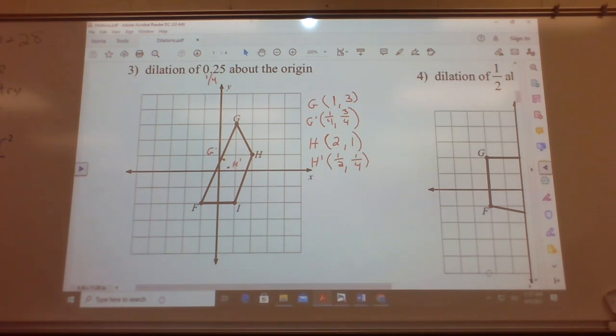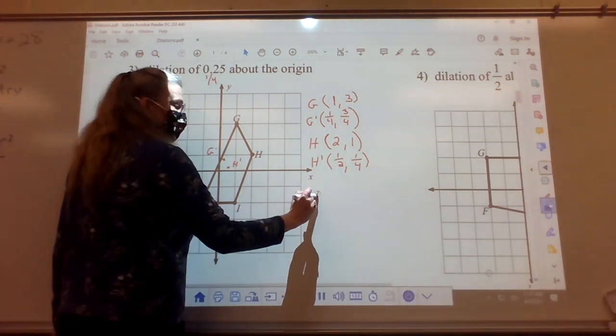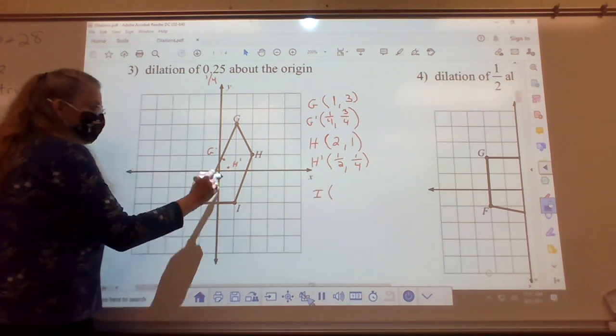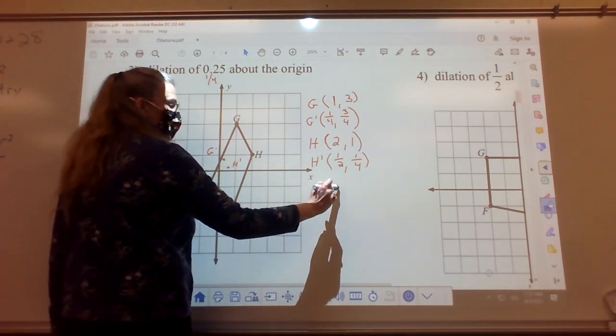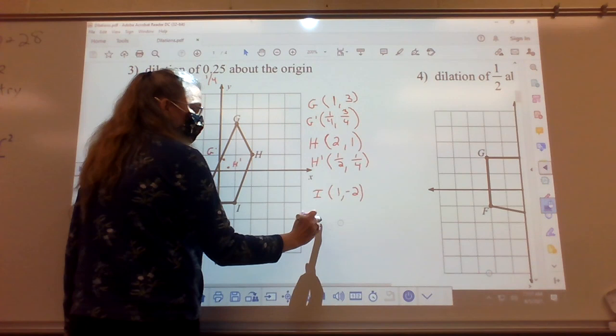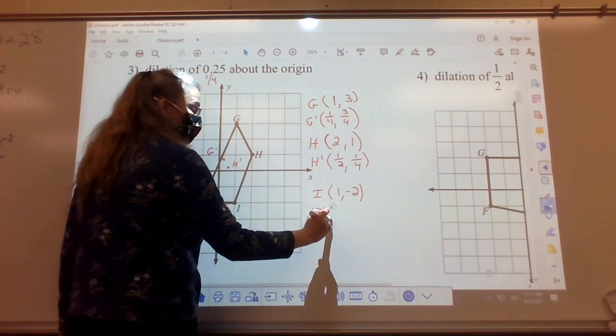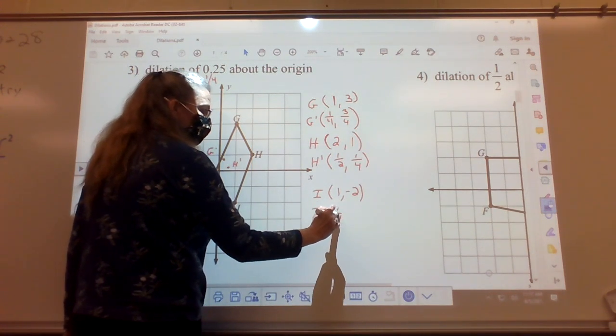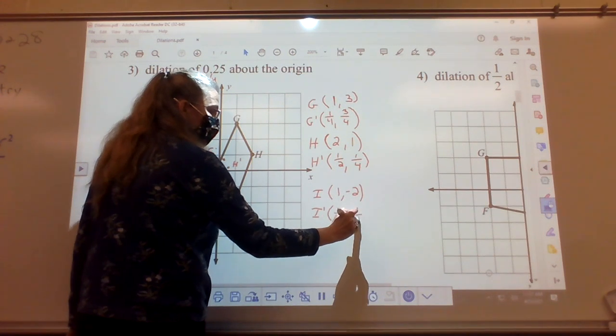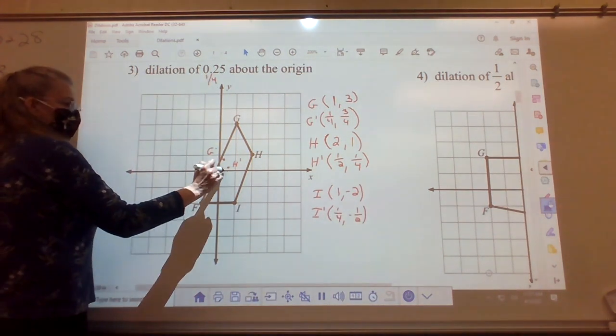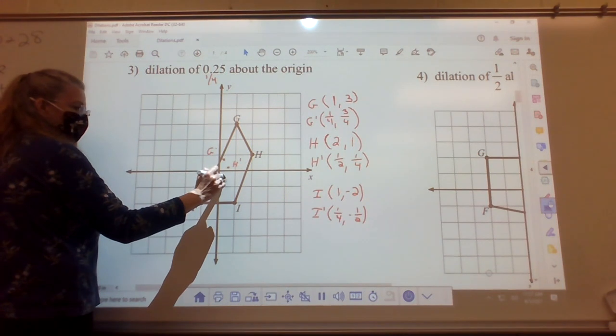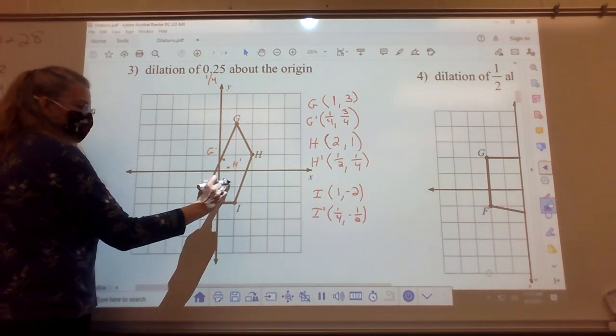I starts out as (1, -2). Take a fourth of that. I get 1/4 and -1/2. So (1/4, -1/2). So it's going to be about here. So that's the I.